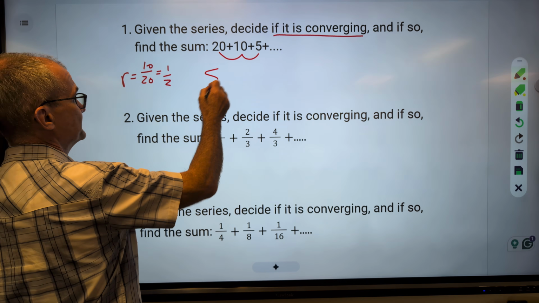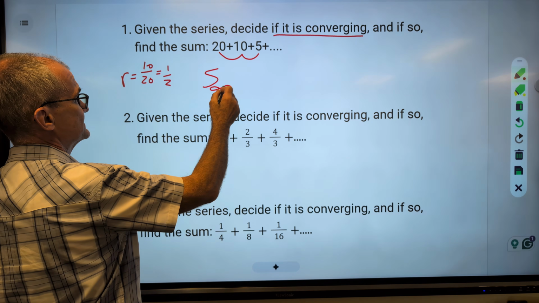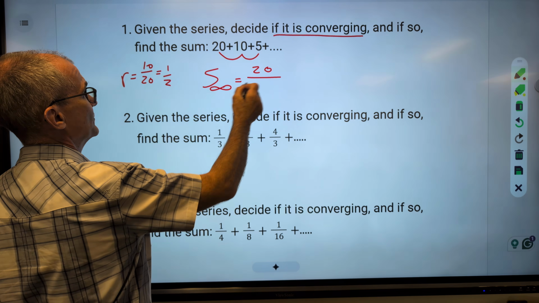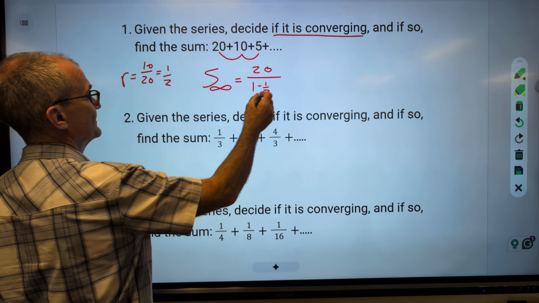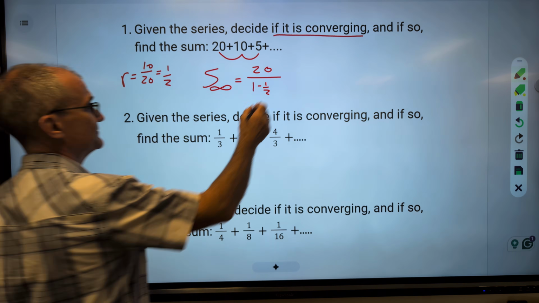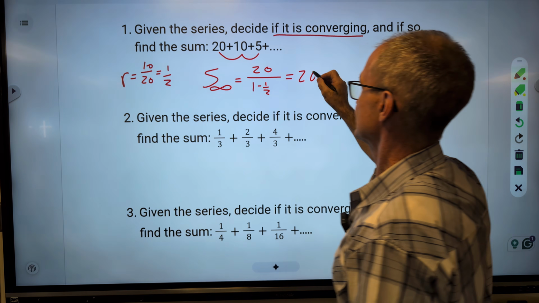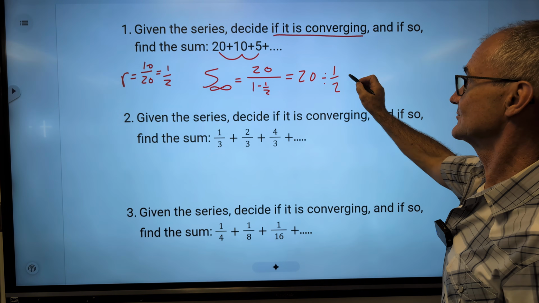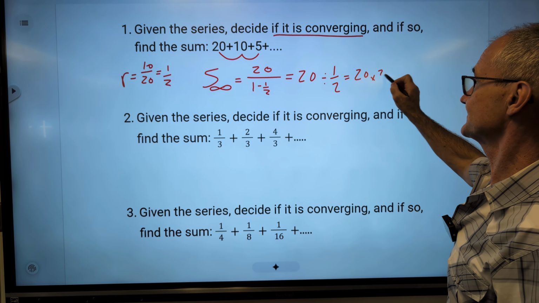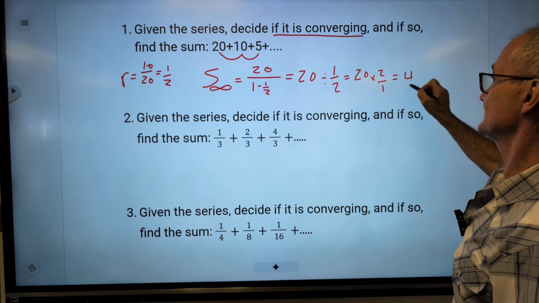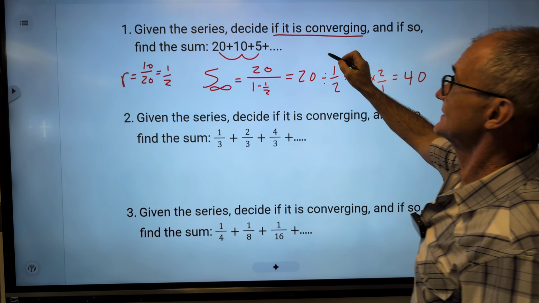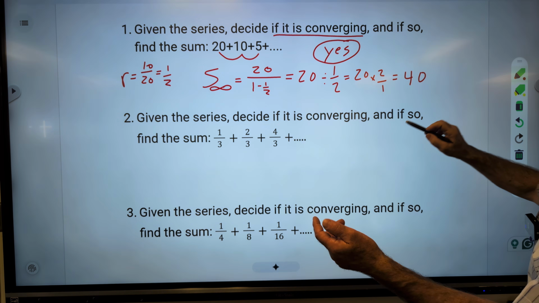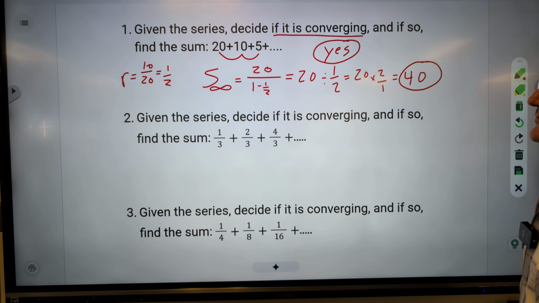So the sum of this infinite series will be my first term divided by 1 minus a half. 1 minus a half is a half. 20 divided by a half, where I divide is multiply by the reciprocal. So there are 2 parts to this problem. The first is, yes, it is converging. And then the sum of the series is 40.